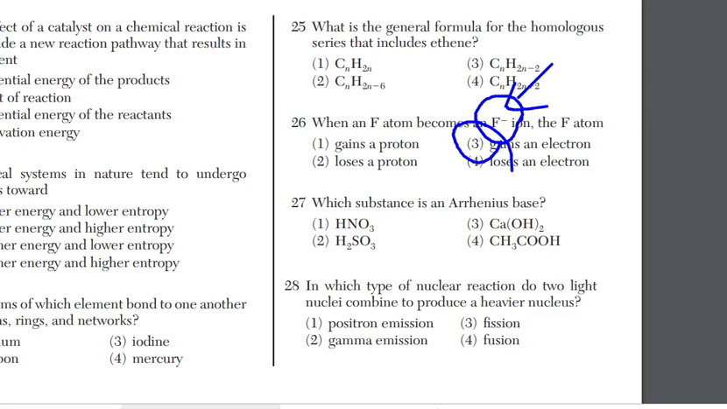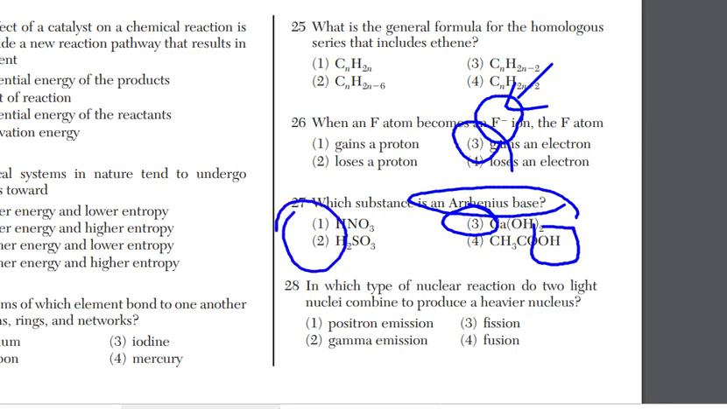All right, for 27, which substance here is an Arrhenius base? By definition, a base is a compound that has hydroxide, so it's metals and OH. So right away, it probably pops out at you that the answer is choice 3, which is calcium hydroxide. Don't get confused. You see an OH here. This is an acid. All right, and actually 1 and 2 are also acids.